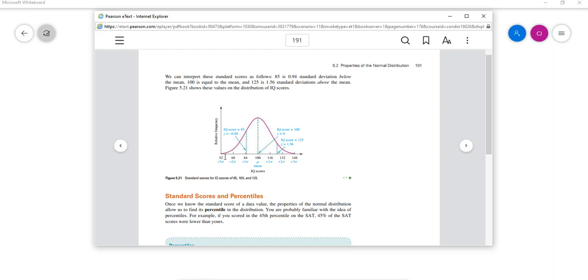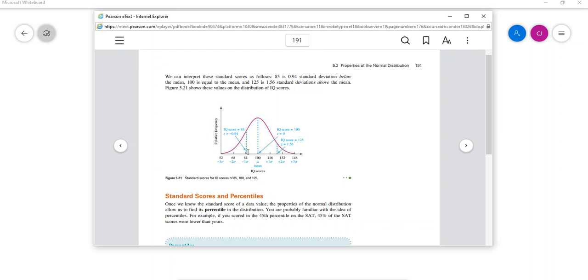Now, this is the IQ score. See, they were 85. 85 was down here. There was about 1 standard deviation to the left. So we see on the curve where it is.